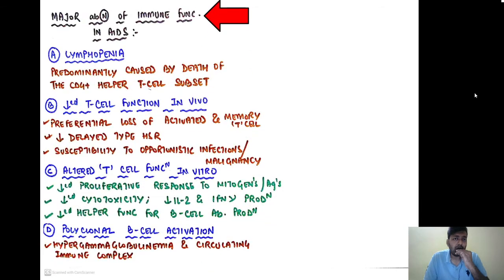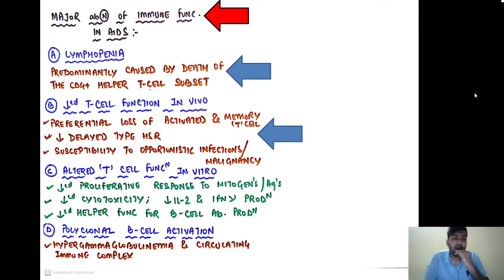Okay, now what are the major abnormalities of the immune function in AIDS? What are the major abnormalities that we see? So number one is lymphopenia. This is basically caused predominantly by the death of the CD4 plus helper T cell subset. Secondly, there is a decreased T cell function in vivo, meaning inside our body the cell function is also altered because of the preferential loss of the activated and the memory T cell. A delayed hypersensitivity reaction is also decreased, and there is a susceptibility to opportunistic infections or malignancies.